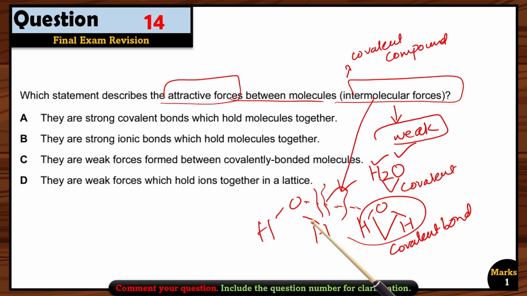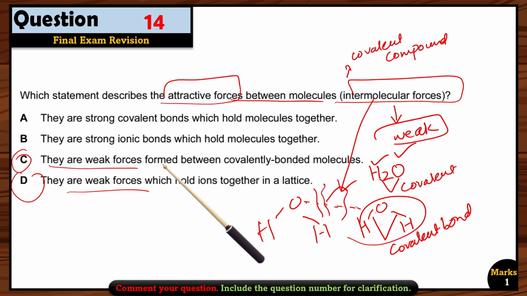So in exam, if they ask you which statement describes the attractive forces between the molecules, or whatever, you have to choose the word weak forces. Okay, intermolecular forces are always weak, so option C or D can be right, because they are weak forces. And where are they present? They are only present in the covalent compounds. No other element or ionic compound has them.